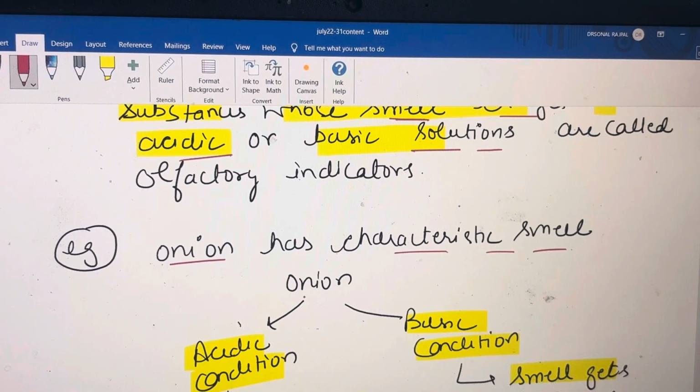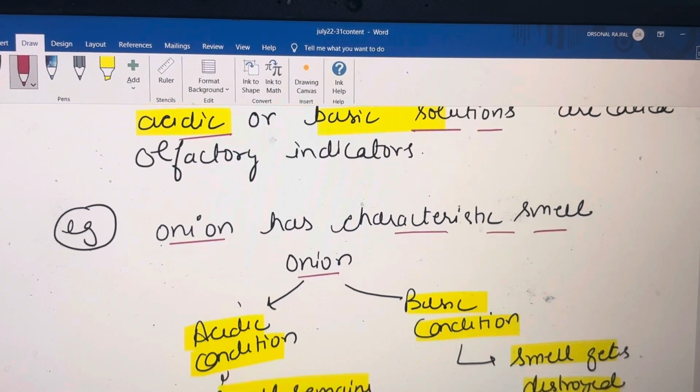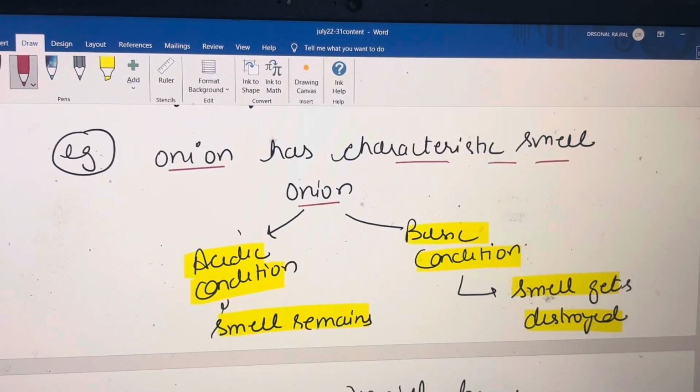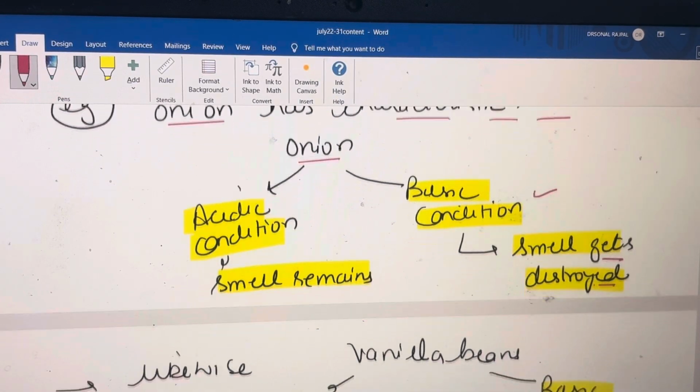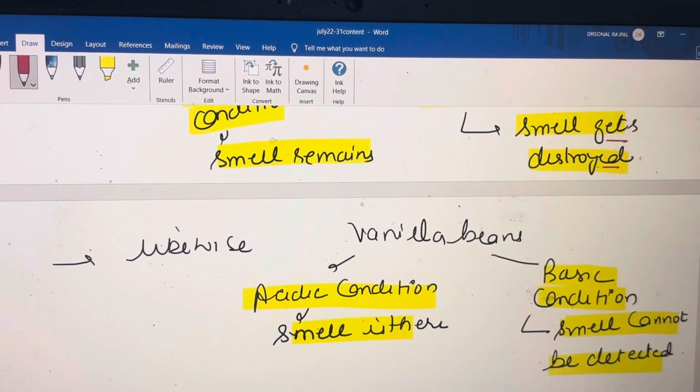So whenever you put onions in acidic solutions, its smell remains. But whenever you put onions in basic solutions, the smell of the onions gets destroyed. So you can say that onion is an olfactory indicator because its smell is affected in acidic or basic conditions.